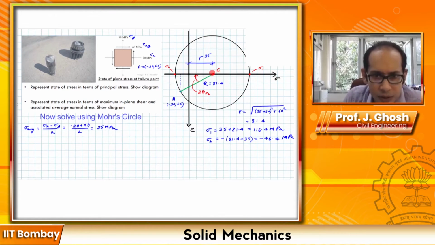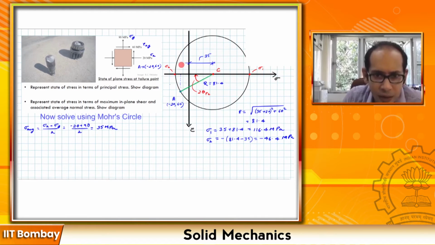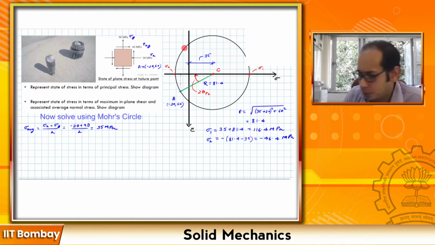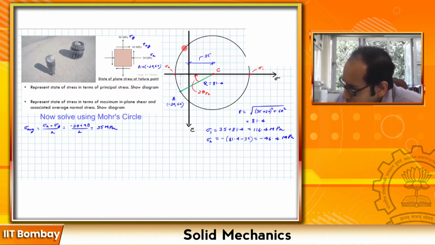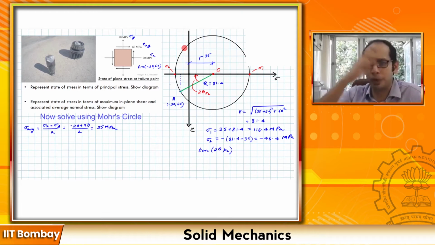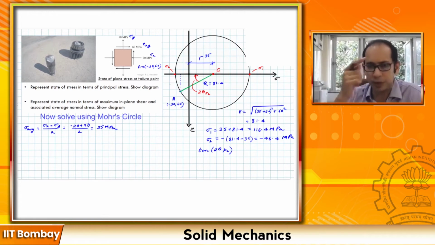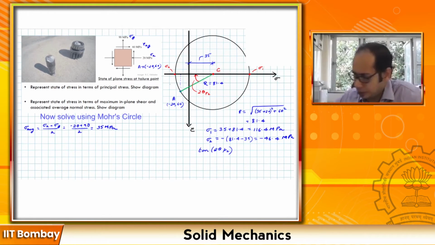60 divided by this one. This distance is 35 plus this 20, which is 55. So if we just calculate that one, we have our tan of 2 theta P2. Remember, twice the rotation in the Mohr plane corresponds to 1 unit of rotation in the original plane.